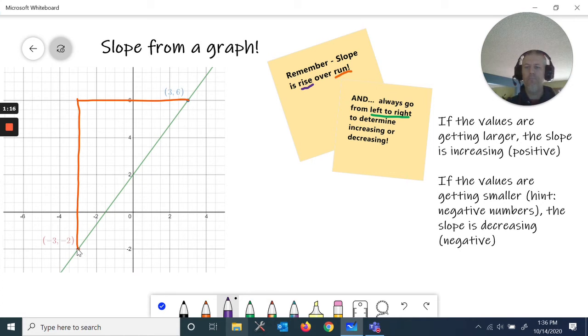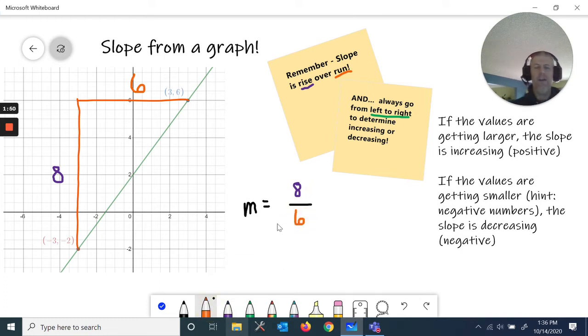Okay. So I'm going to go 1, 2, 3, 4, 5, 6, 7, 8. That means my rise is 8. And then for my run, I'm going to count 1, 2, 3, 4, 5, 6. So my rise over run is 8 over 6, and that means my slope is as simple as saying 8 over 6. Now let's talk about two more things to finalize our answer.